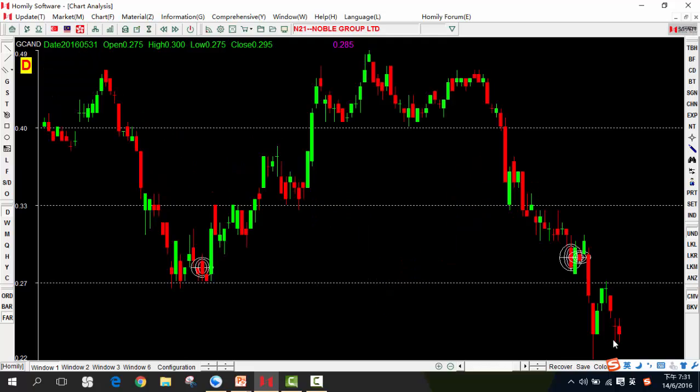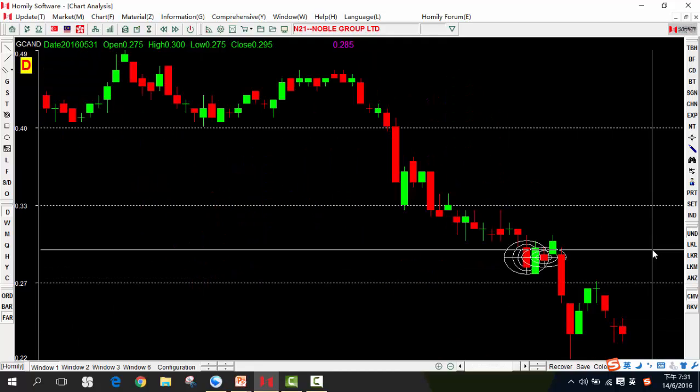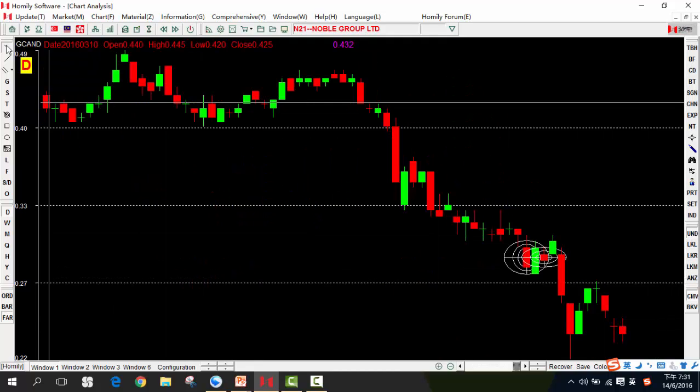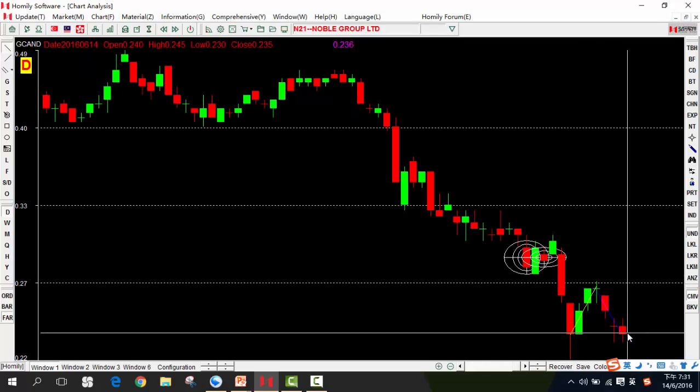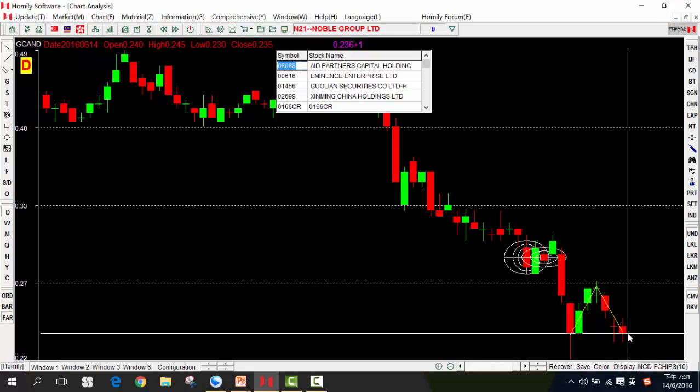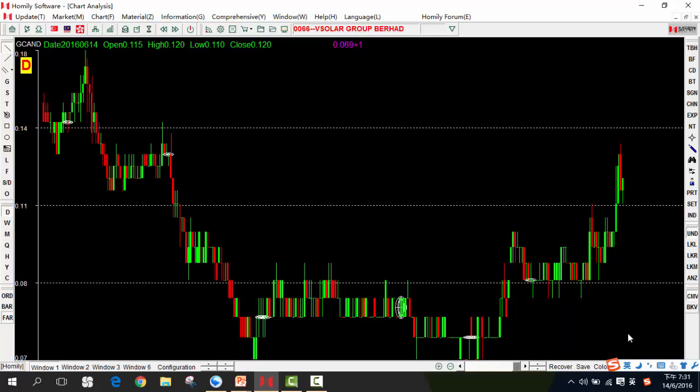Then if you see the price like this, the price had some rebound, then goes up again. Can we go in at this point? We cannot, because we don't know whether the price will hit a new low or not. Then we can see this one. This stock is Malaysia one.